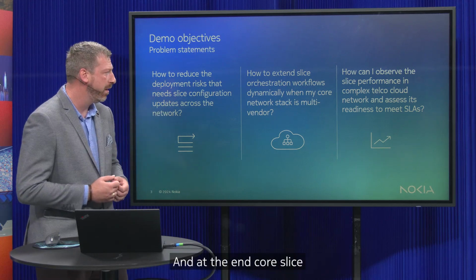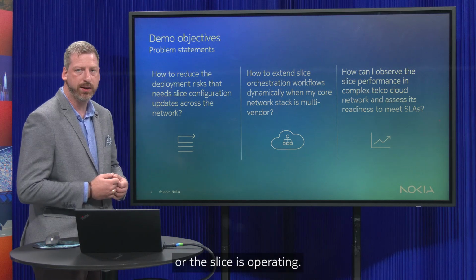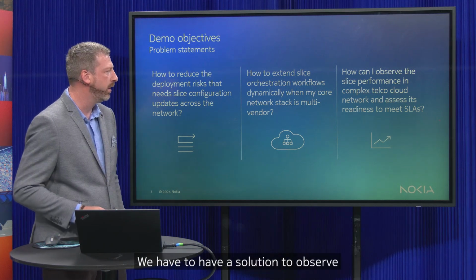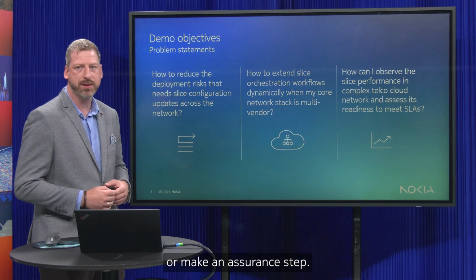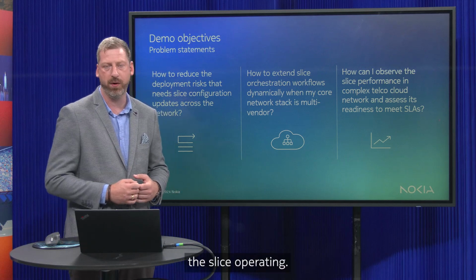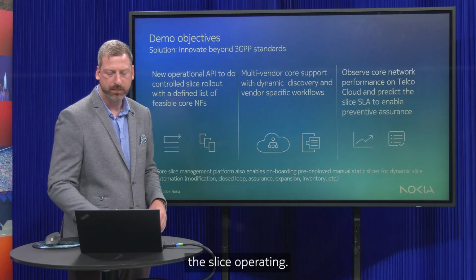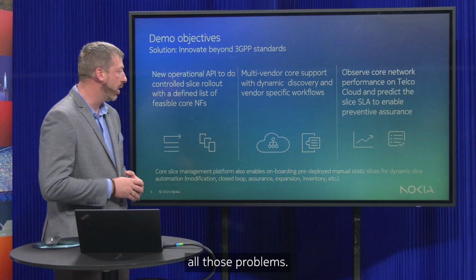And then, when the core slice is about to be created or the slice is operating, we have to have a solution to observe it and make an assessment or an assurance step, even a closed loop action, when we have the slice operating. We have solutions for all of those problems.